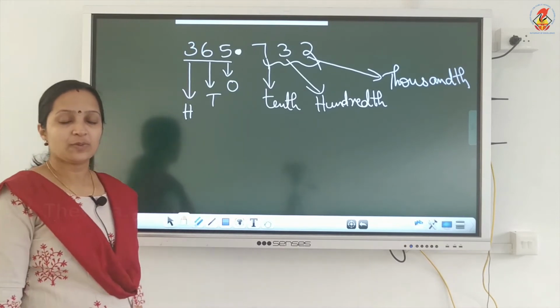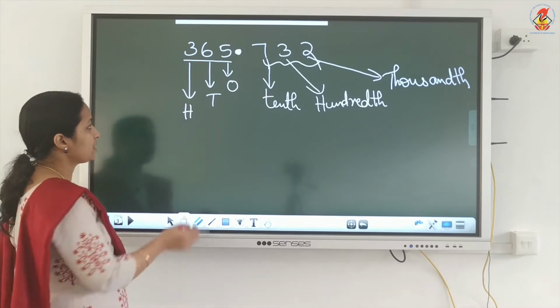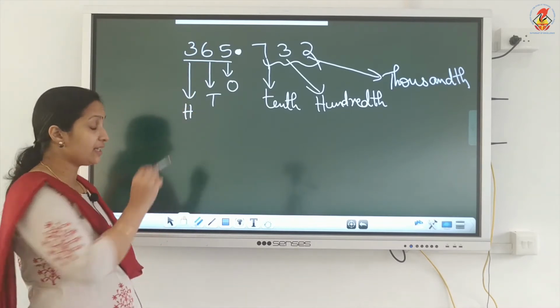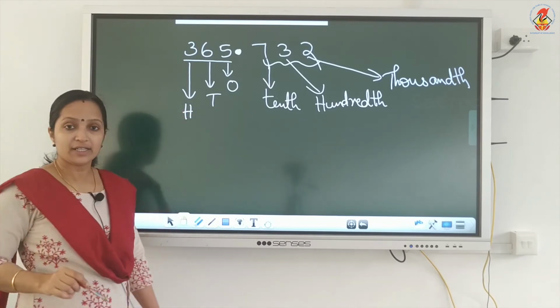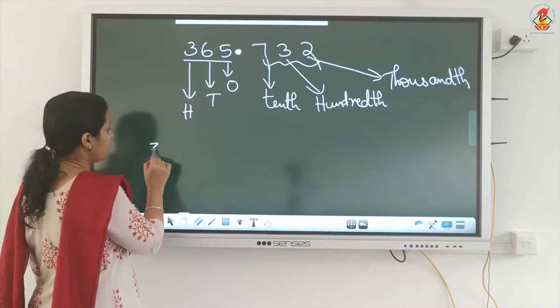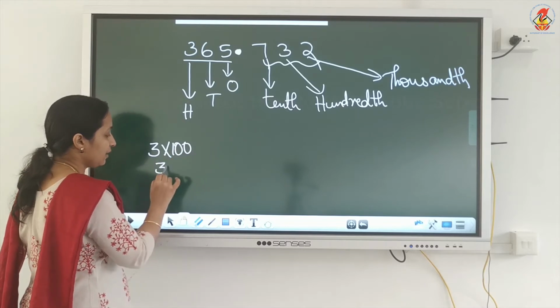365.732. Suppose if you want to write the place value of this particular number, how will we write? We know that 3 is standing in 100th place. So what is the place value of 3? 3 is standing in 100th place, so the place value of 3 will be 300.